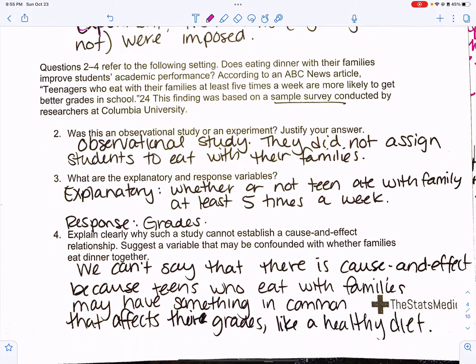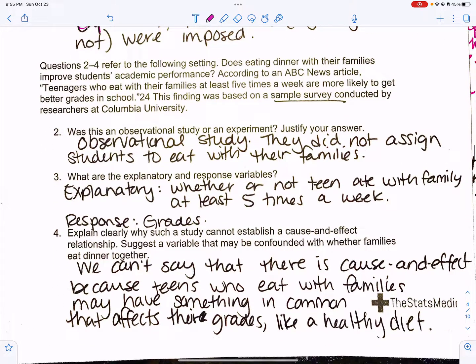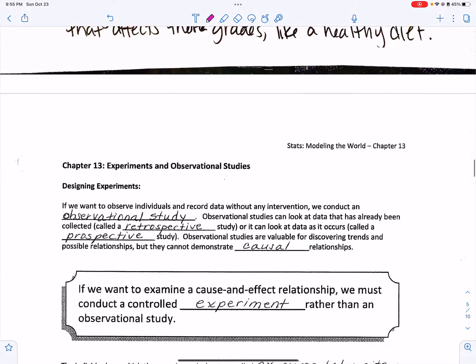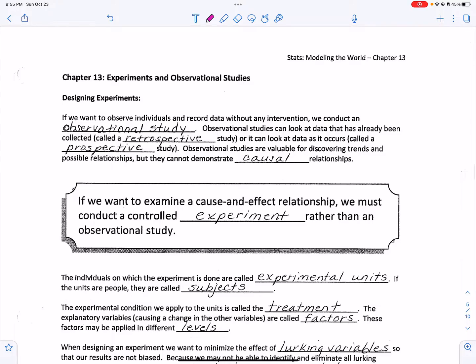Number 4, we cannot say it's cause and effect because teens who eat with the family may have something in common that affects their grades, like a healthy diet. Experiments are the only things that can have a causal relationship. Observational studies cannot.